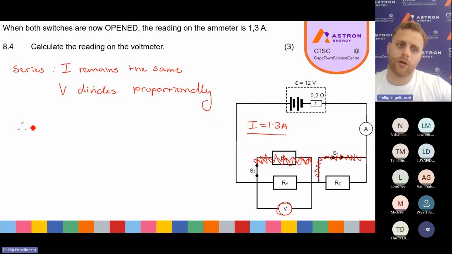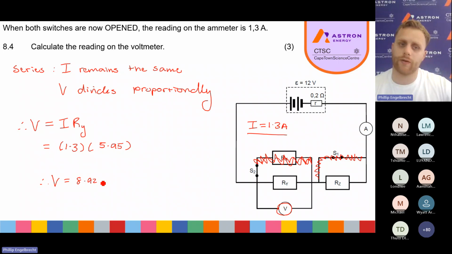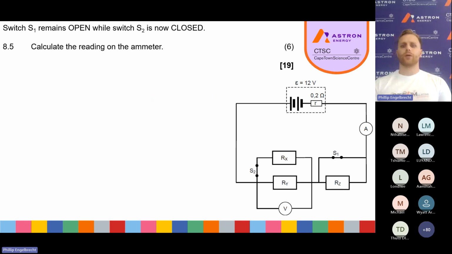So therefore, the reading on my voltmeter will be the current times the resistance of resistor Y. Okay? So that becomes 1.3 times 5.95. Okay? And therefore, the reading becomes 8.925 volts. And there we go. Okay? That's pretty easy. Alrighty. Now let's get to 8.5.